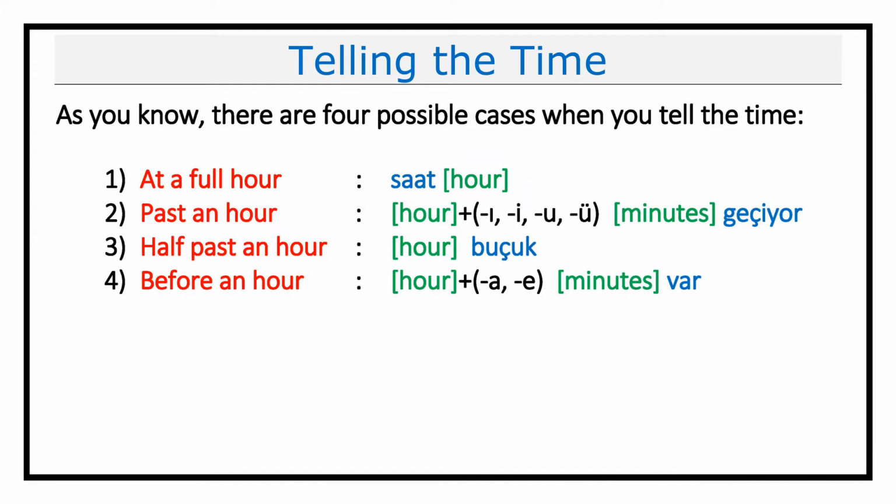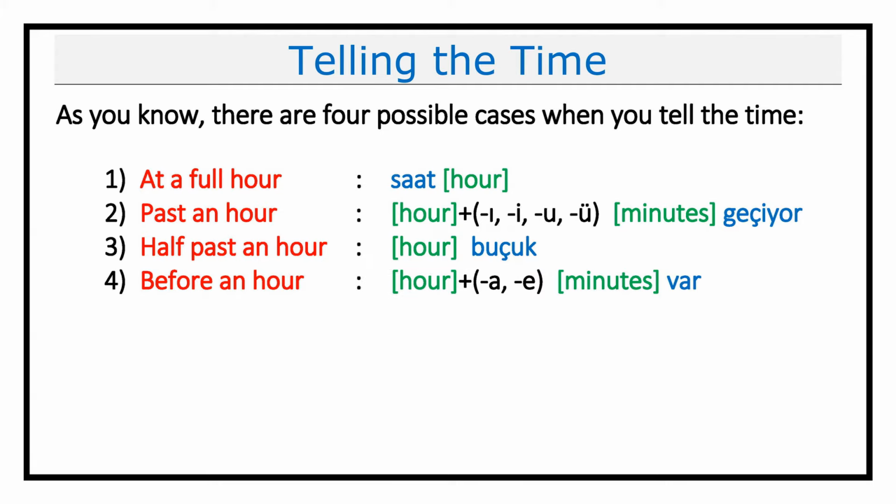According to the second rule, in order to tell the time past the hour, you mention the hour with one of the 4 accusative case endings I, İ, U, Ü, then mention the minutes and then add the word geçiyor. According to the third rule, in order to tell the time at half past an hour, you mention the hour and then add the word buçuk.